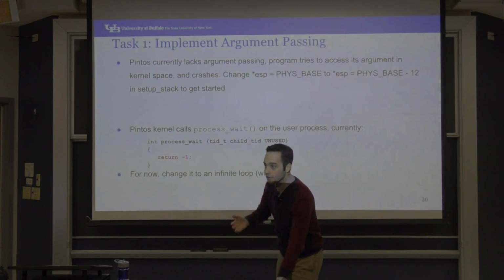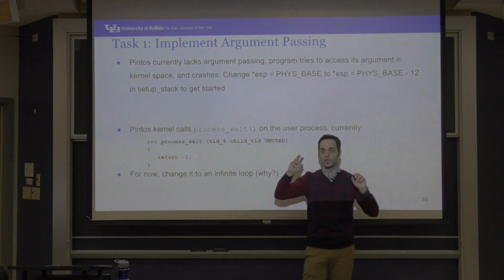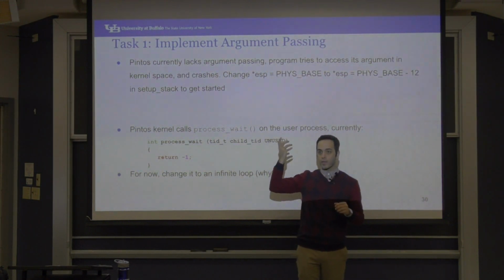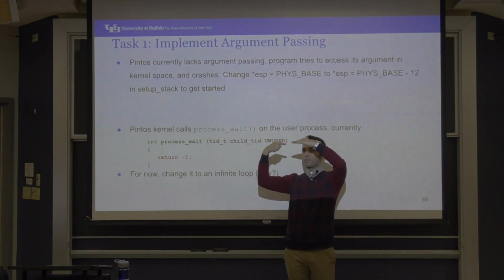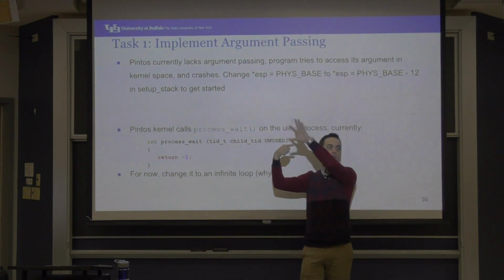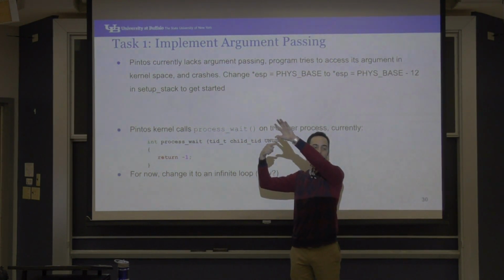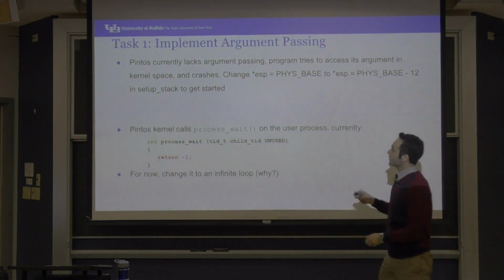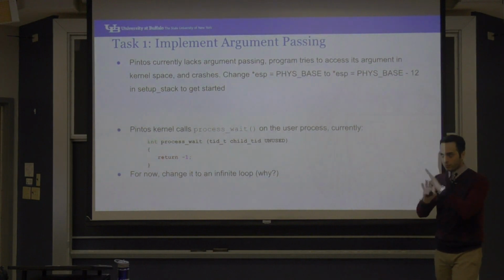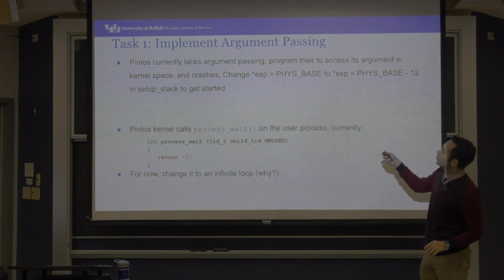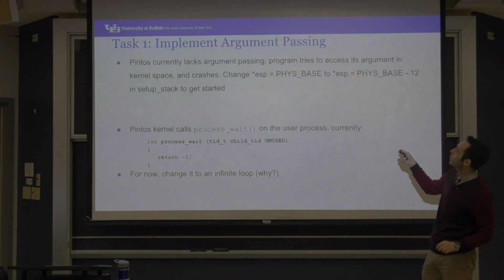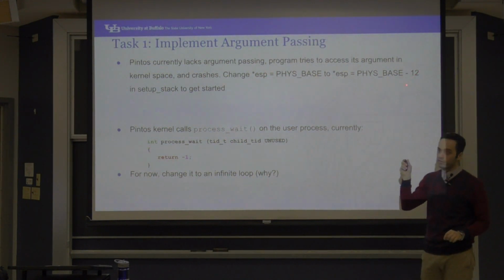So right now the user program does nothing. Why? Because the first thing the user program does in its main function is try to access its arguments in the stack. Right now the stack is pointing to the kernel. So the first byte that it tries to access is kernel memory, and then there's a page fault, and it crashes. So the first thing that you can do, at least to avoid this, is to convert this line, stack pointer PHYS_BASE, to stack pointer PHYS_BASE minus 12.